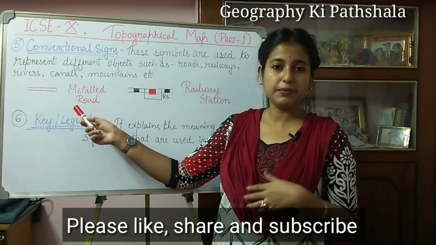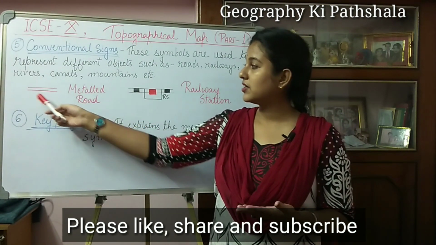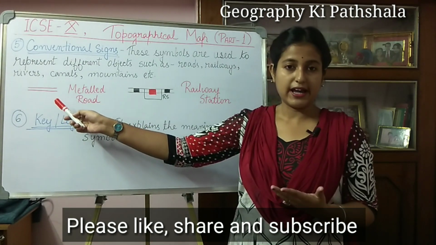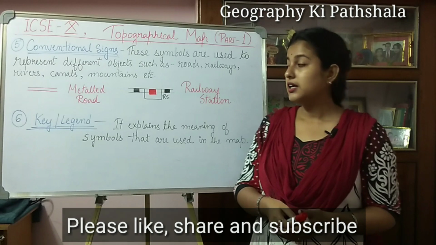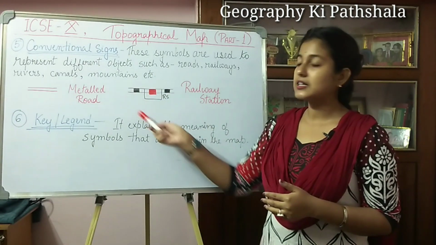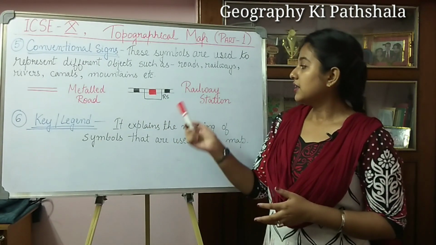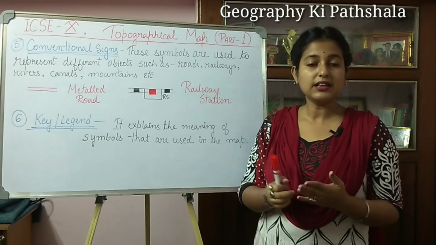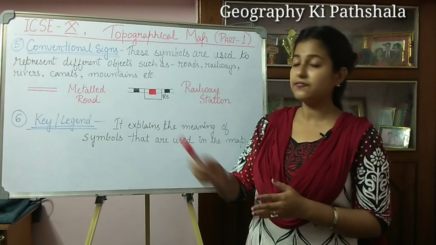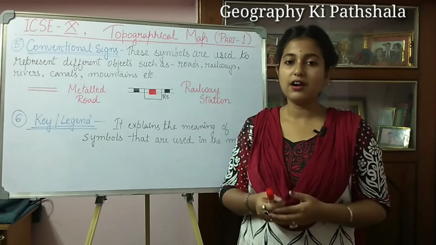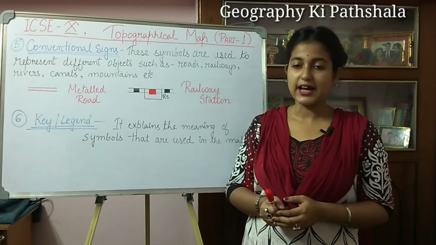Suppose in a map, if you see that there is a double red line, that means there is a metal road. Or if you see this kind of symbol, then it is representing that there is a railway station. So these specific symbols are known as conventional signs.